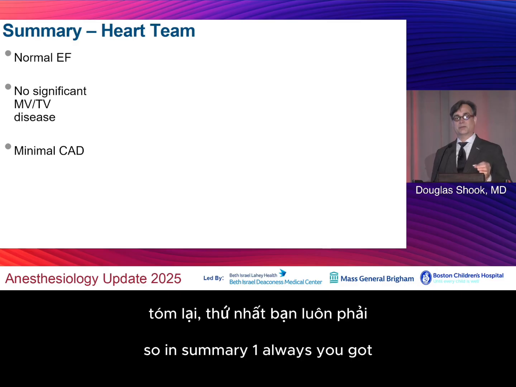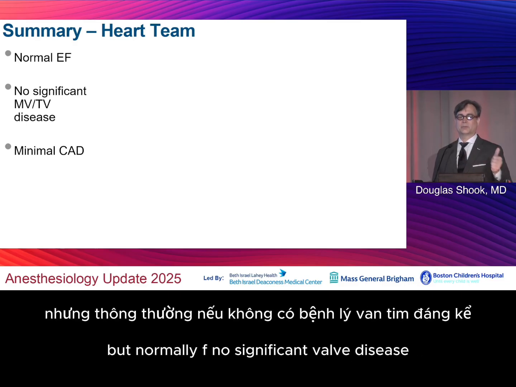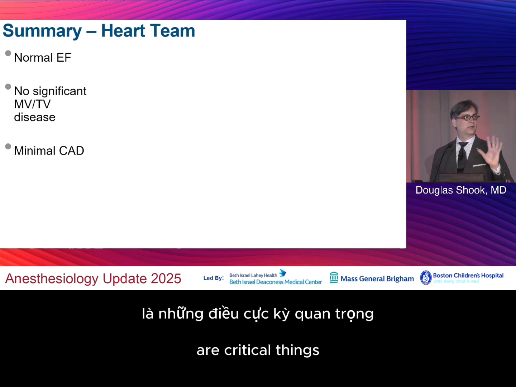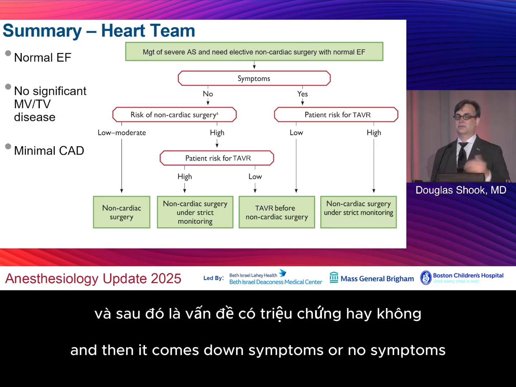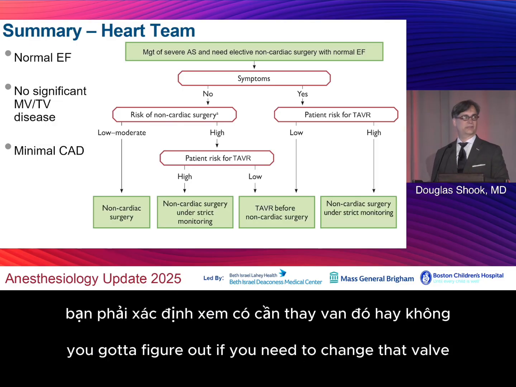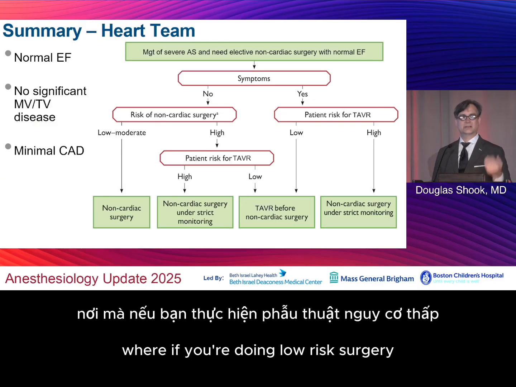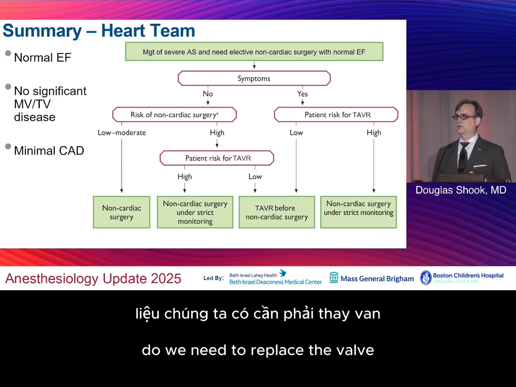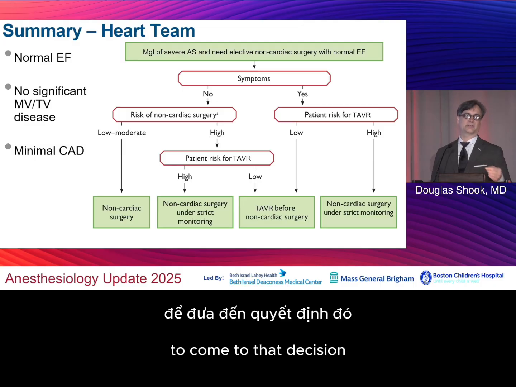So in summary, always have to involve the heart team, but normal EF, no significant valve disease, minimal coronary artery disease are critical things when you're dealing with this patient population. And then it comes down to symptoms or no symptoms. Symptoms, different pathway. You've got to figure out if you need to change that valve. No symptoms, it moves you down a different pathway where if you're doing low-risk surgery, they're probably good to go. Where if it's a higher-risk surgery, again, do we need to replace the valve or do we need to take a more critical look at the numbers that we're using to come to that decision?